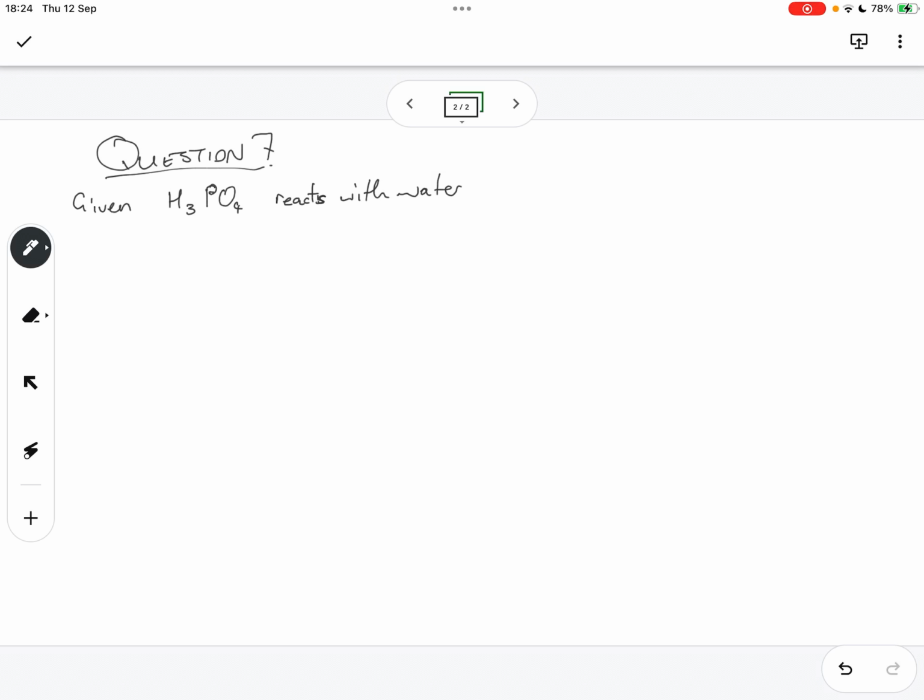Okay, so here you get asked questions like... so in a 3-step, okay, let's start here. Phosphoric acid reacts with water. Water is H2O, and this is a 3-step process, ne? So it's a 3-step reaction process.